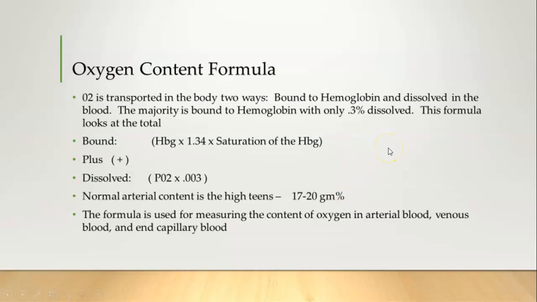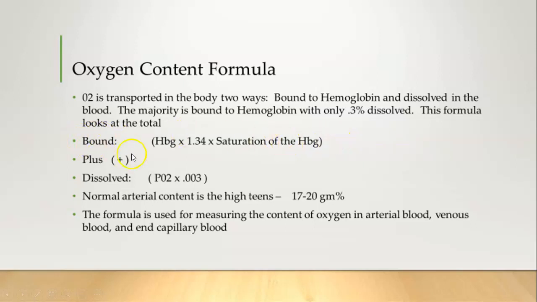All right, so let's look at this content formula so that we can calculate the shunt. We know that the shunt involves this content formula. So O2 is transported in the body two ways. It's bound to hemoglobin and dissolved. The majority is bound to hemoglobin with only 0.3% that's dissolved, but we have to take it both into consideration, and the formula does that.